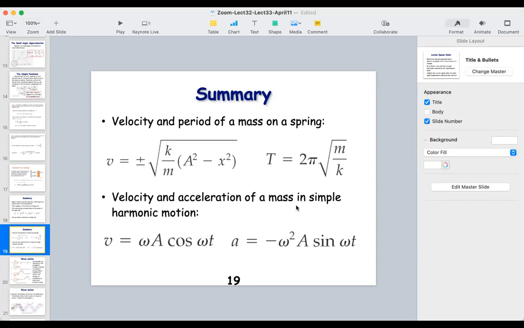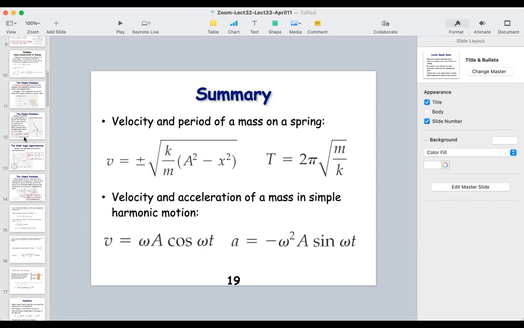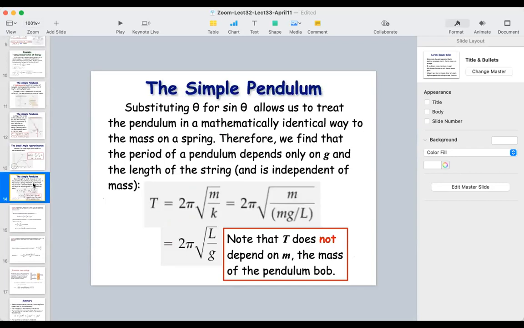Velocity and acceleration of a mass in simple harmonic motion: v is omega A cosine of omega t. Acceleration is minus omega squared A sine of omega t. And remember also the equations for the pendulum. They are the same, but for the period, here we have T is equal to 2 pi times the square root of L divided by g.